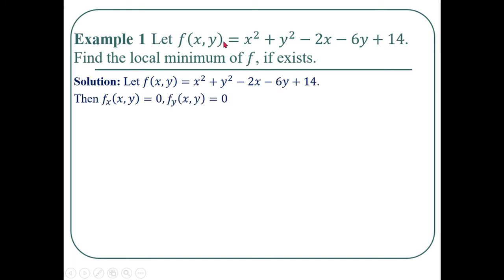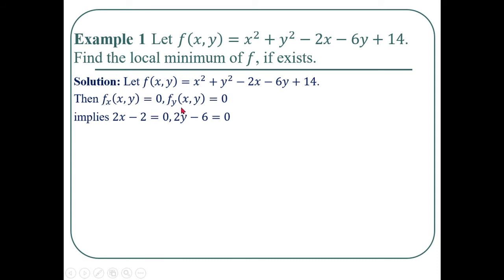Similarly, the partial derivative of f with respect to y. See here we get f_x(x, y) is equal to 2x minus 2. Now the partial derivative of f(x, y) with respect to y: the partial derivative of x squared with respect to y is 0, as it is independent of y. The partial derivative of y squared is 2y. Again, minus 2x and 14 are both independent of y, so their partial derivatives with respect to y are 0, and the partial derivative of minus 6y with respect to y is minus 6 into 1, so minus 6. Therefore, f_x(x, y) is equal to 0 and f_y(x, y) is equal to 0.